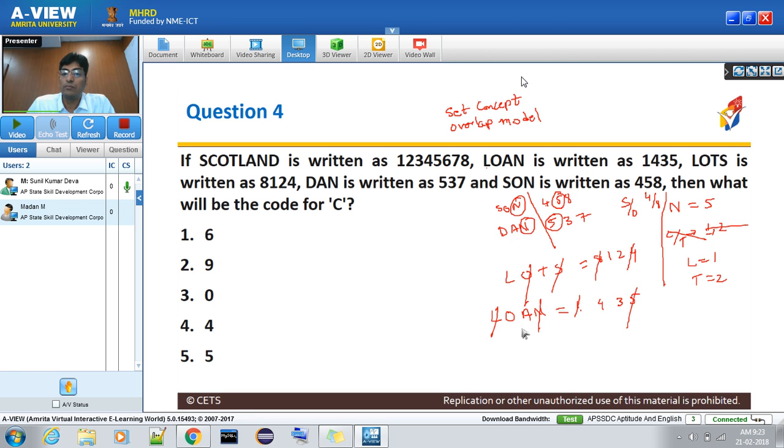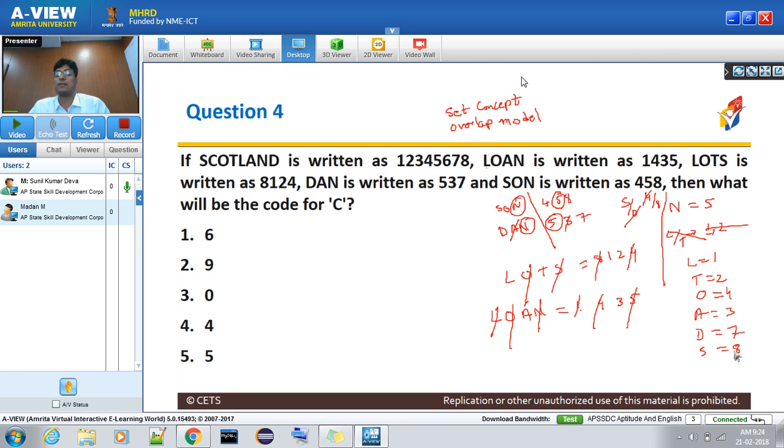Now, if we come back, we know that O should be either 4 or 8, out of which only 4 is present, so O is equal to 4 is one conclusion. As a result, we also know that A is equal to 3. Now look at Dan. In Dan, we say A is equal to 3, which leaves us with D is equal to 7. And if S and O, one of them is 4 and another is 8, and O is already 4, we'll also say S is equal to 8.